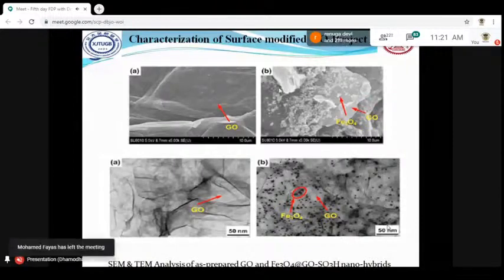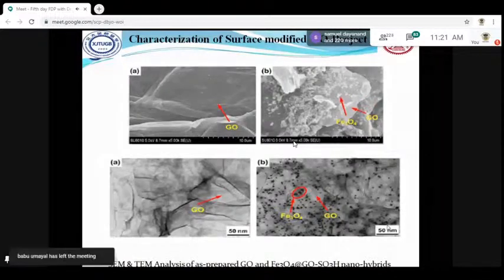In the TEM analysis also, we can see the thickness of the GO sheets. But in the case of magnetite nanoparticle decorated GO, the layer thickness is very small, and the dotted particles are decorated on the surface of the GO.